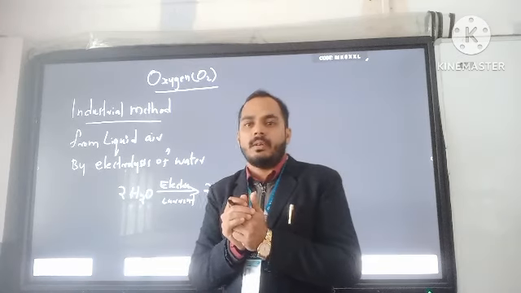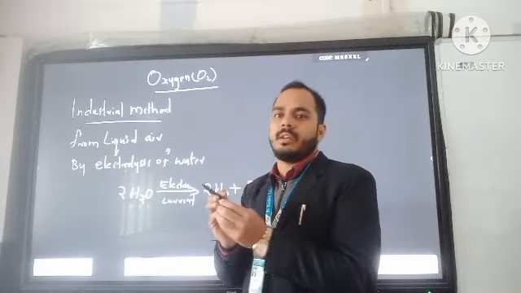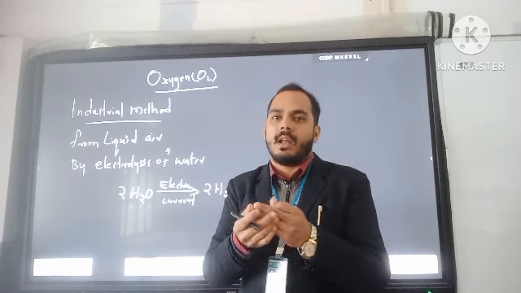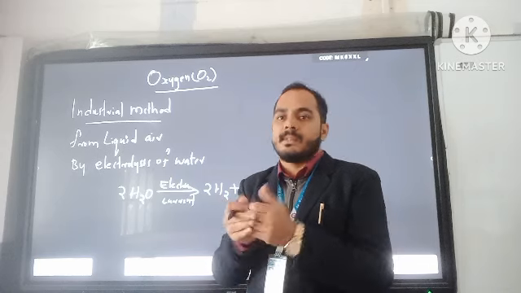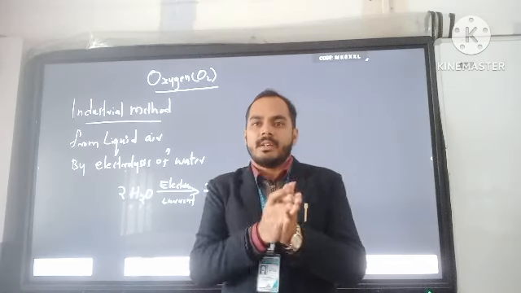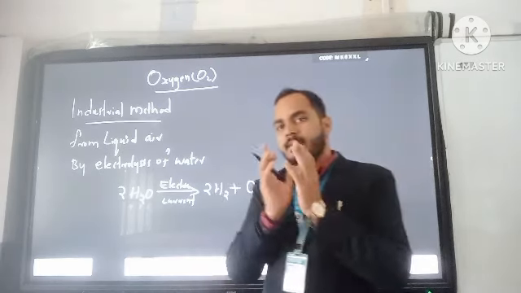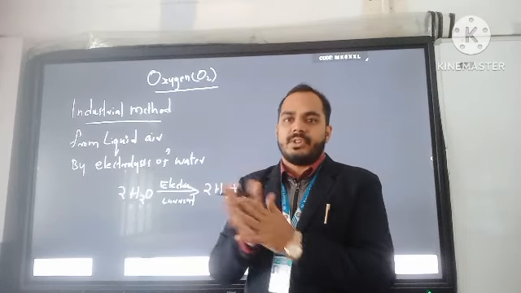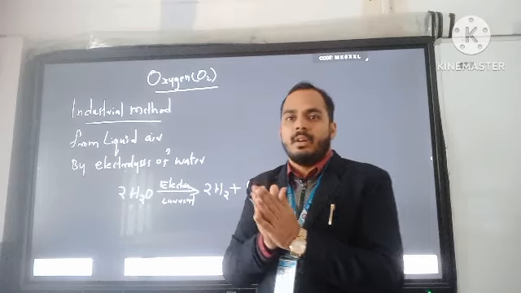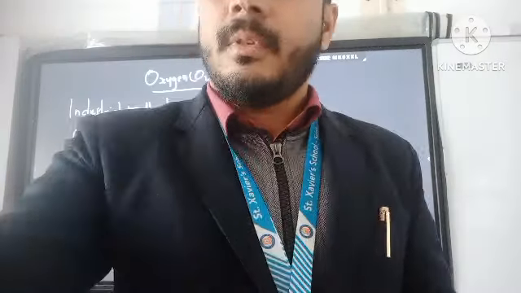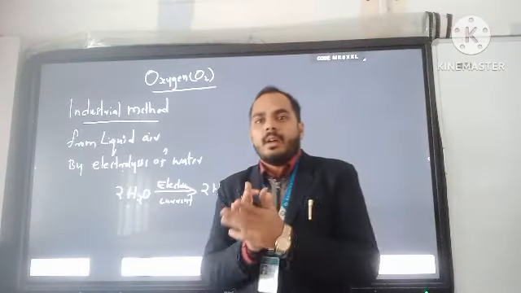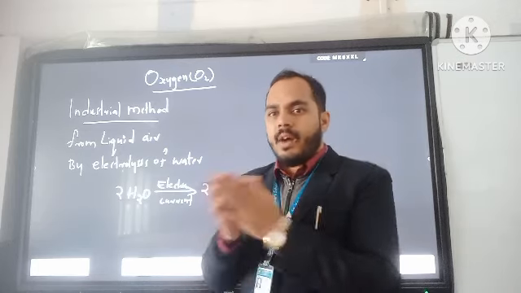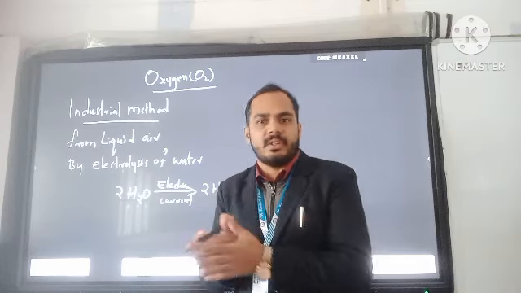Before that, we first collect the liquid air, and first we remove the dust particles, water vapor and carbon dioxide. The remaining gases are nitrogen and oxygen only. So this oxygen and nitrogen we will send to the fractional distillation chamber, after the unwanted dust particles, water vapor and carbon dioxide are removed.